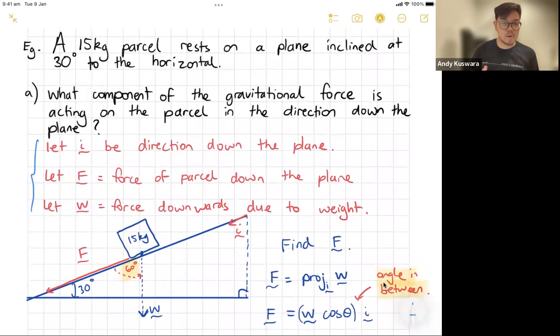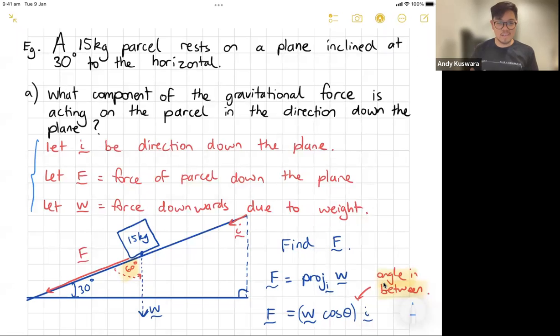I'm trying to talk about what vectors I need to know. Okay, the first one is I'm going to let I be a direction down the plane. The reason I used I is because you need to get used to seeing I as not only the horizontal. In this case, I'm going to use I for the incline. And you just have to read the question because it changes every time.